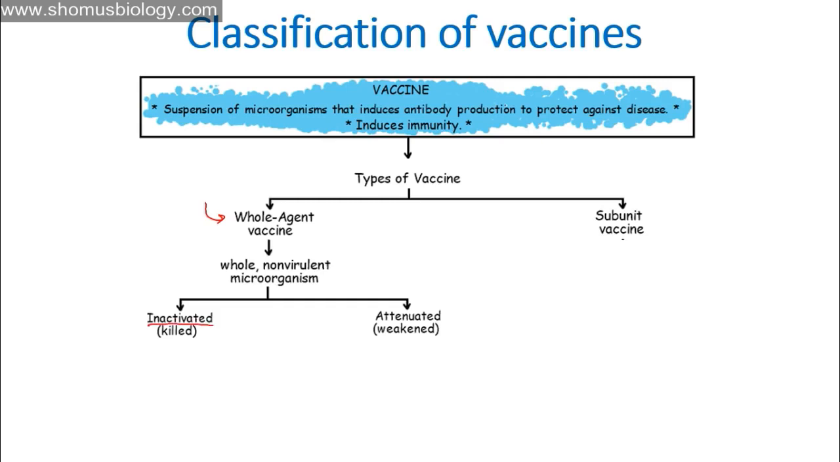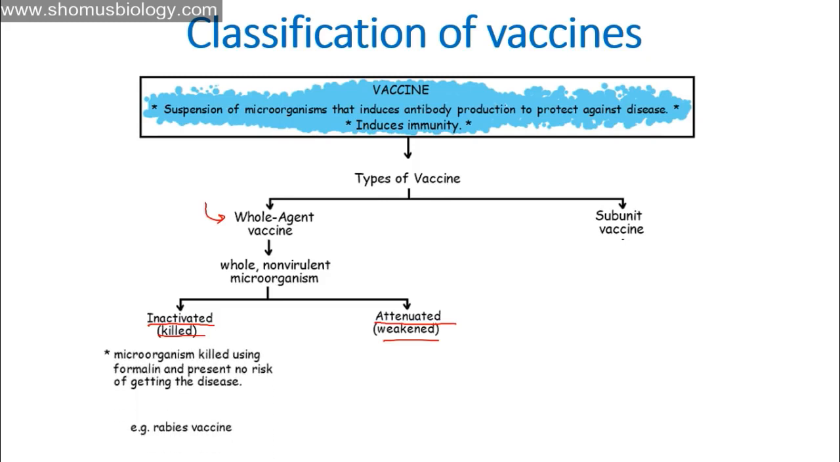Now there is a difference between the terms inactivated and attenuated. Inactivated means killed. That means we just kill that microorganism totally. On the other hand, attenuated means weakened. That means we are not killing that microorganism, but we are cutting some portions of its pathogenic activity. We are reducing some portions of its pathogenic activity.